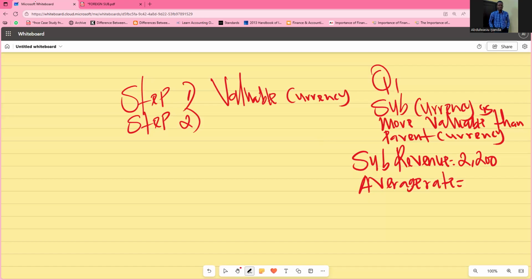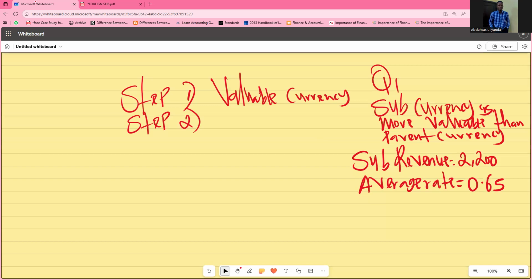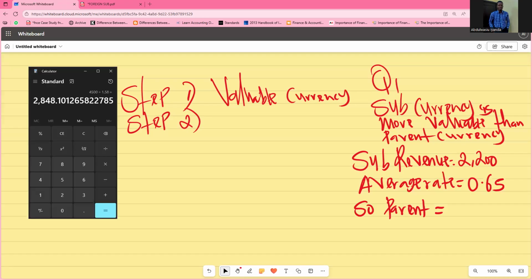The rate is 0.65. So if I want to convert back to the parent currency, it will be higher. So don't stick with any word, like saying if this occurs you divide, if this one you multiply. No. The case, the question that you are presented with, should be the one that drives you on whether you are going to multiply or divide.